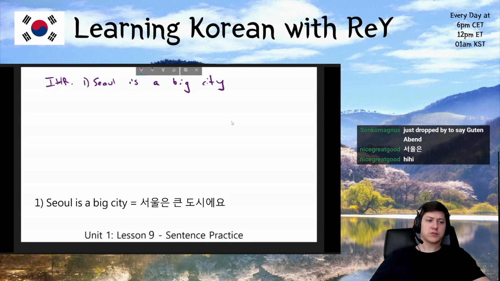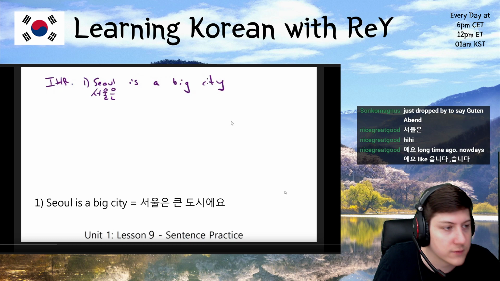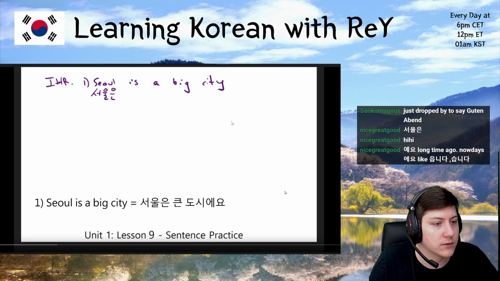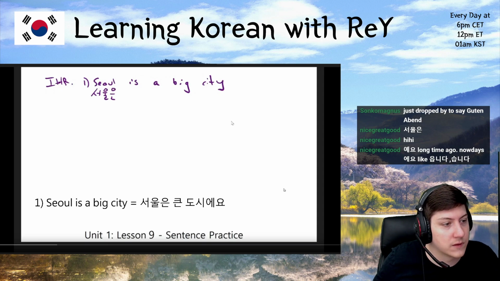Sounds pretty good. Okay, the subject of the sentence is Seoul, so I will write that here. Seoul. That's the subject, so I'm going to include the subject particle. Oh, of course. Ayo, right? Yeyo long time ago. Nowadays Ayo. Yeah, I wrote that. Like Imnida, Simnida.